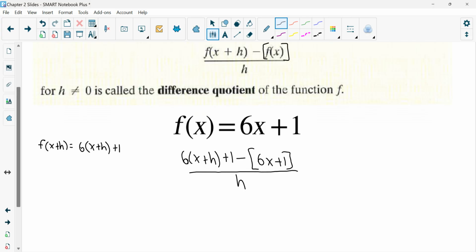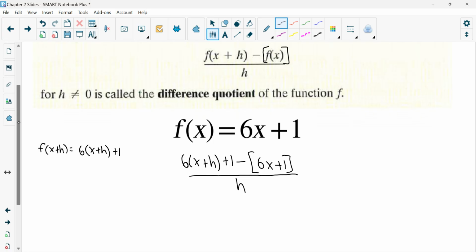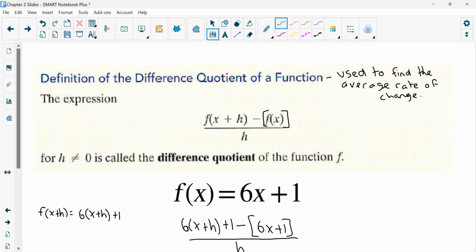This technically is, if you ever take calculus, the longhand way you find a derivative. This is how the derivative was originally formed. Derivative is the average rate of change. So that's why we said you use it to find the average rate of change.